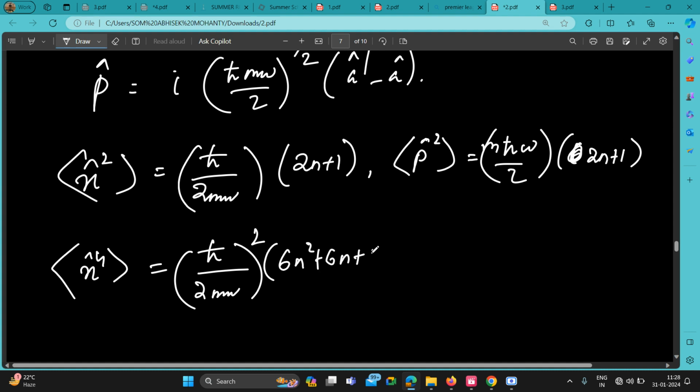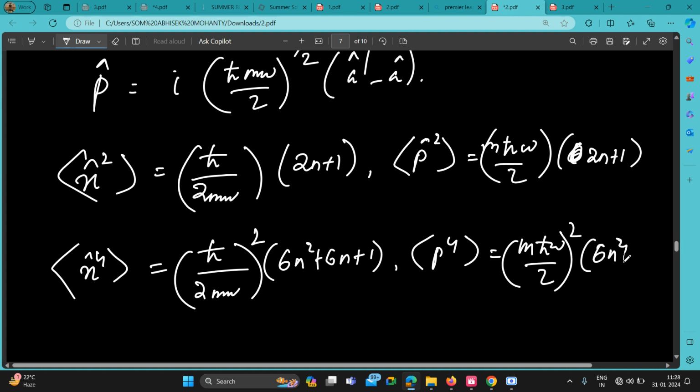plus 6n plus 1. p fourth will be m h cut omega by 2 whole square, 6n square plus 6n plus 1. Okay, sorry, this is 3. 6n square plus 6n plus 3. That's what it is. You have to remember, you have to write it again and again to remember.